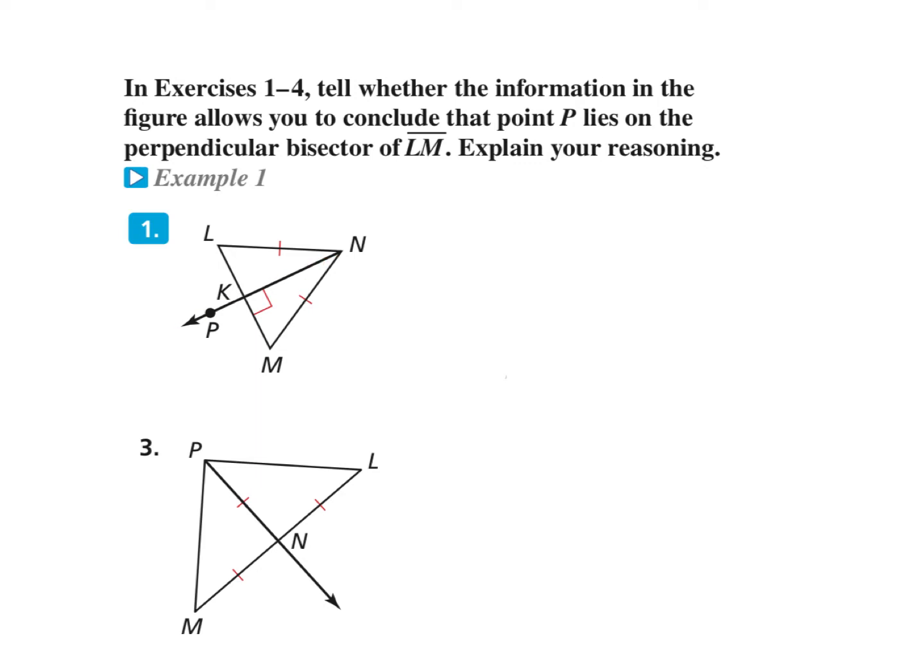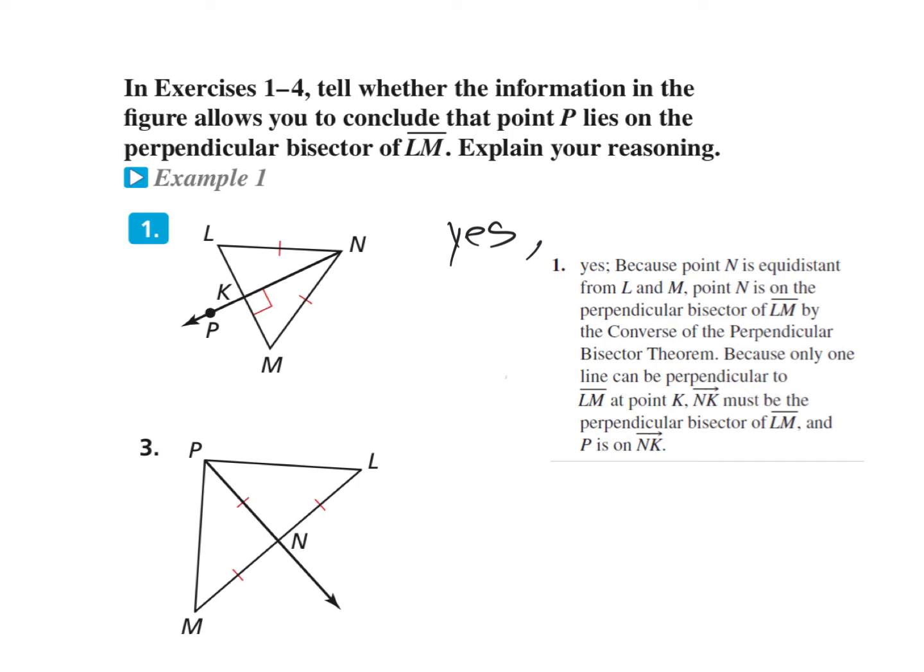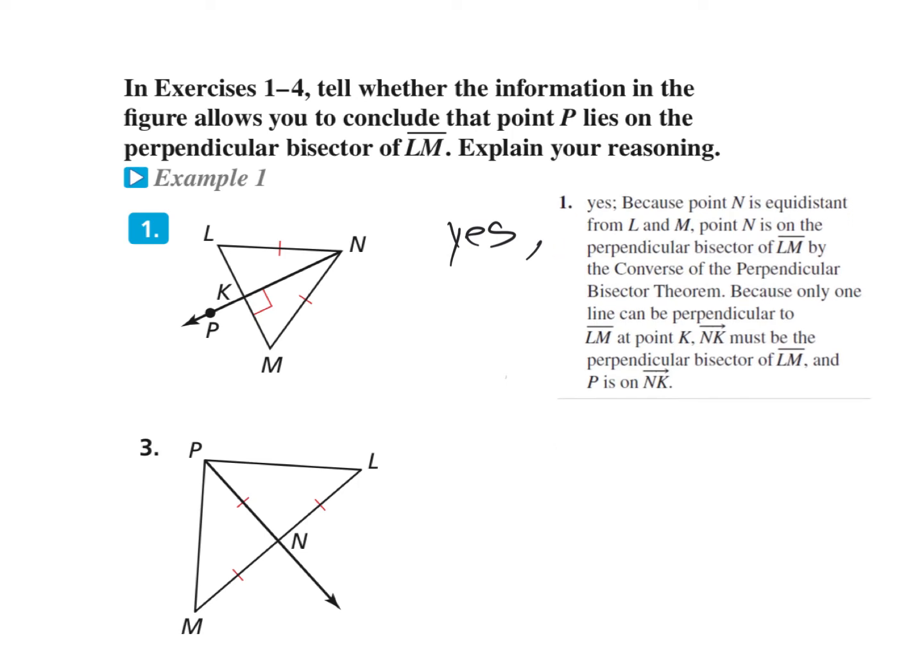All right. So yes, there's enough information, and instead of saying it all a second time, there's the answer, which is what I said. N is equidistant from the endpoints. Okay, so 3. Is there enough information to say that point P is on the perpendicular bisector?